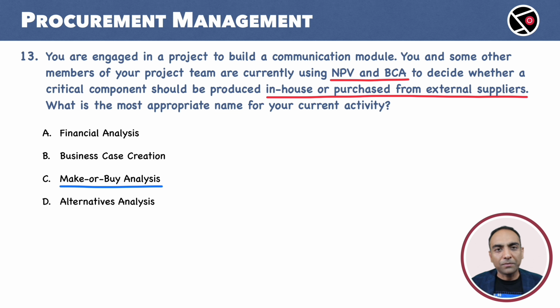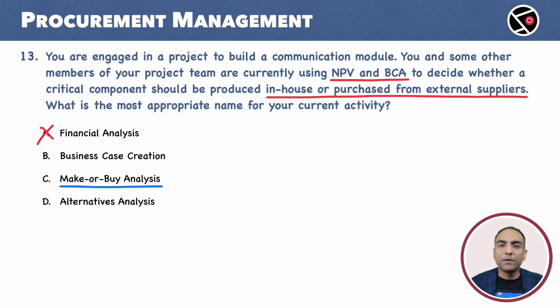Option C. Do we make something in-house or do we buy it from a supplier? It is make or buy analysis. Let me still look at other options. Always look at all the options in the exam before you make your final decision. A. Financial analysis. We are indeed doing financial analysis, but make or buy decision is our final goal. C is a better choice.